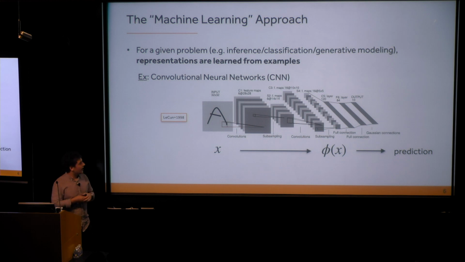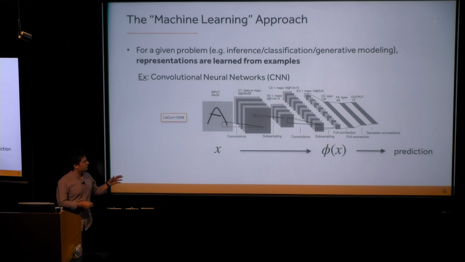So how does machine learning address this problem of building representations from the data? Somehow, if you want to solve an inference problem, a classification problem, or do generative modeling, at some point you have to learn a representation of your data. But it's learned from examples. So you need to give examples, train some loss function, etc. And in the end, you automatically extract what matters to make a prediction, to solve inference or other kinds of problems.